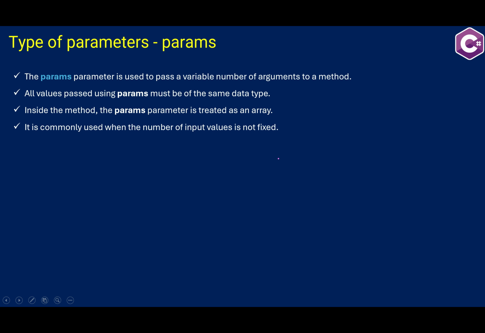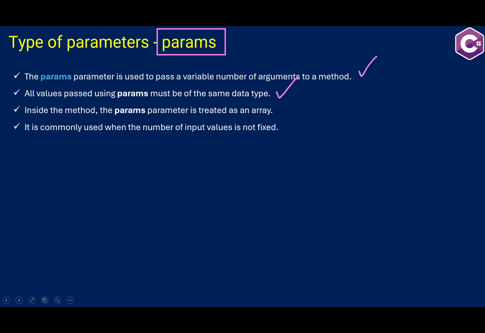In this video, we will learn about the params keyword for methods, and we will understand the importance of the params keyword in a method. The params keyword is used to pass a variable which carries any number of arguments to the method, and all values passed using params must be the same data type.